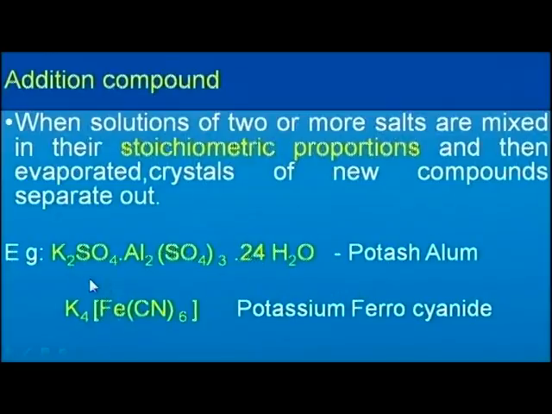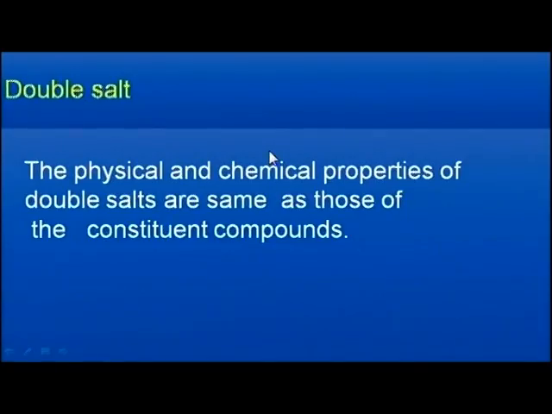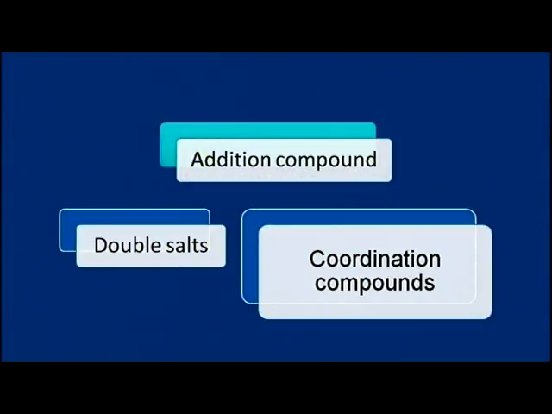Friends, we can see here two examples. One is potash alum and the second one is potassium ferrocyanide. Friends, can you observe here in the second one we are seeing a complex, whereas in the first one there is no complex. By this we can divide these addition compounds into two types. Addition compounds are divided into two types. They are double salts and coordination compounds. Friends, let us now discuss double salt.